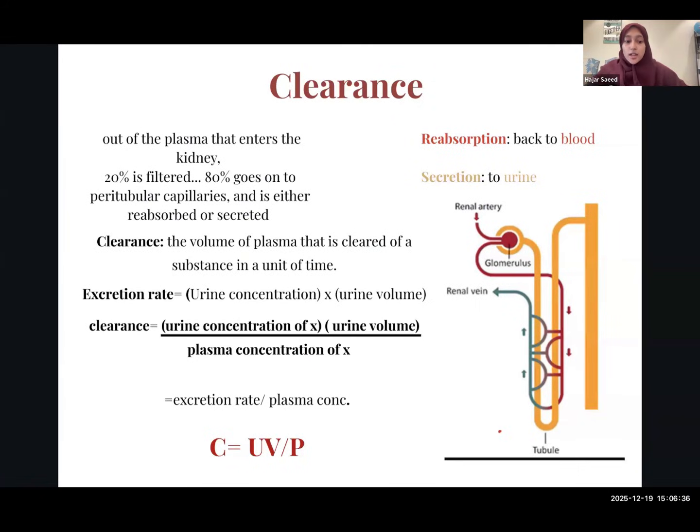The substance that we use to calculate GFR is a substance that is cleared from the plasma completely in the glomerulus. It's not secreted later, it's not reabsorbed later, it's completely cleared over here. That substance is inulin. But inulin is impractical to use in real life.